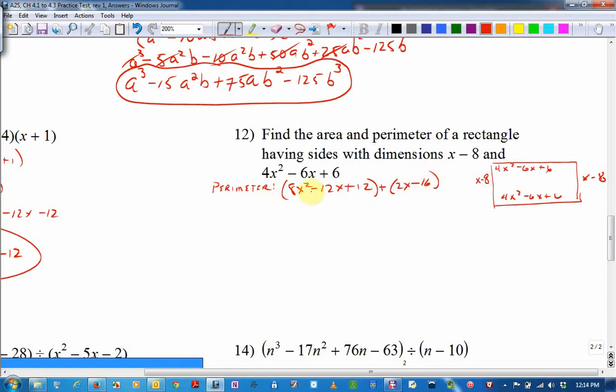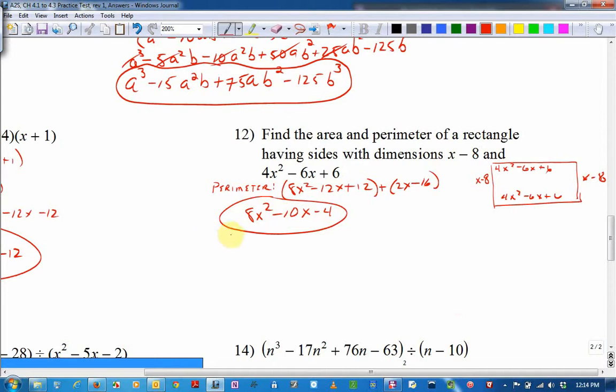So let's add those together. So I'm going to have 8x squared. Then I have this minus 12x. But I have a 2x over here, so that's going to be minus 10x. A plus 12 and a minus 16 would be minus 4. Now these are not multiplied, they're just additions, so that would be my perimeter.